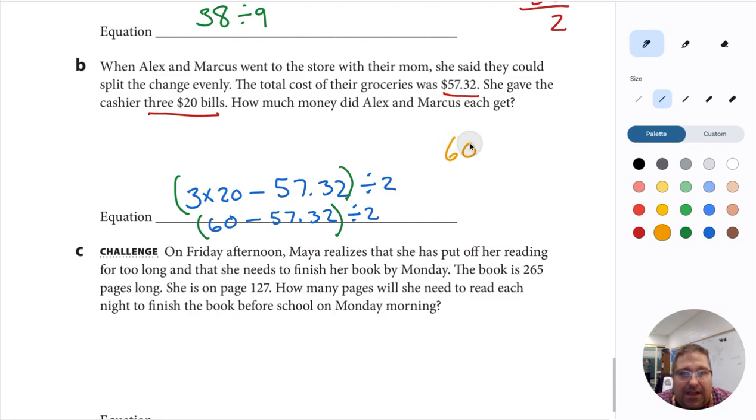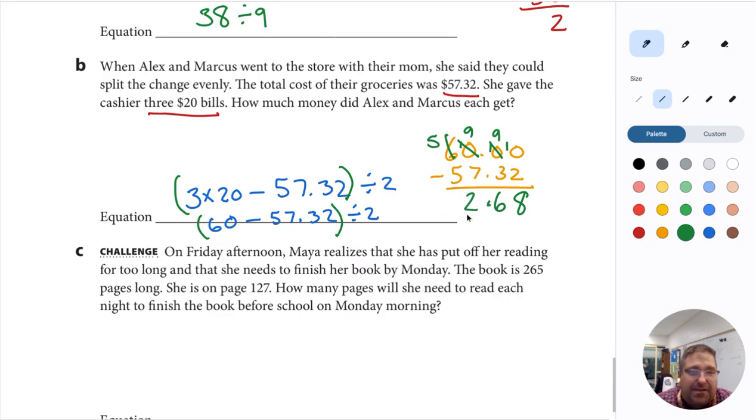So I've got $60, and we're going to subtract that $57.32. We're going to do some regrouping here. So we're going to go all the way to the 6. And now we've got a 10 here, but we're going to regroup again to make that a 10, and regroup one more time to make that a 10. So 10 minus 2 is 8. 9 minus 3, we get 6. And then 9 minus 7, we get 2. And the 5's cancel out.